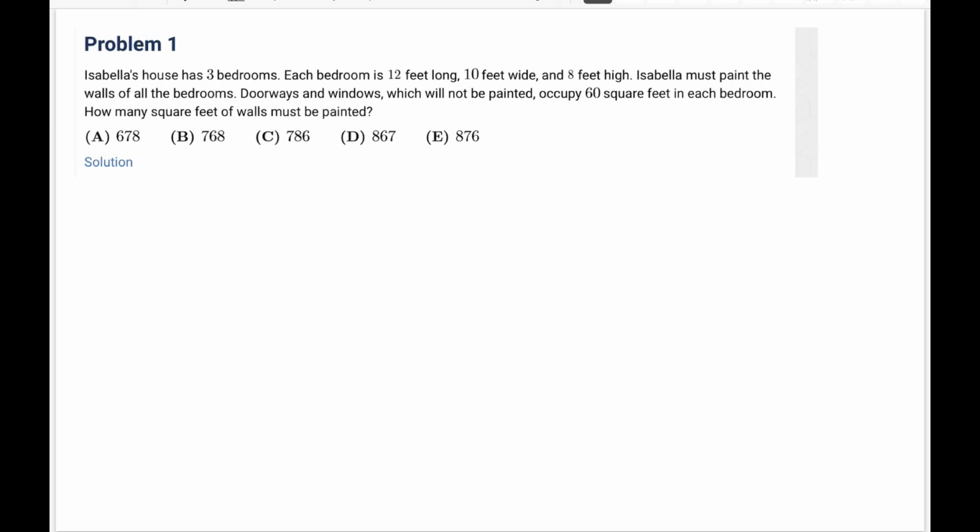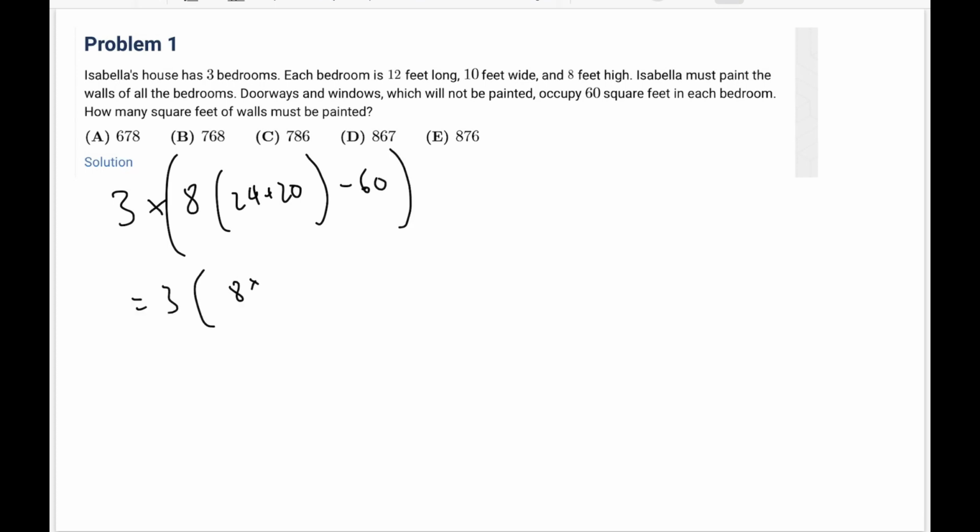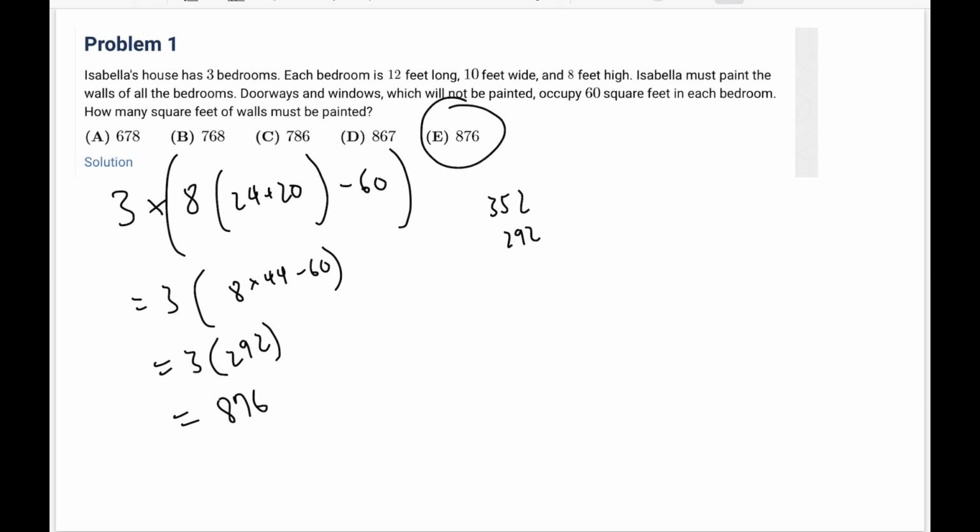So it has 3 bedrooms, and each bedroom is 12 feet long, 10 feet wide, and 8 feet high. So it's 8 times 12 times 2, 24 plus 20. But then the doorways and windows occupy 60 square feet, so we subtract 60. So this is 3 times 8 times 44, minus 60, which is 292. So it's E.